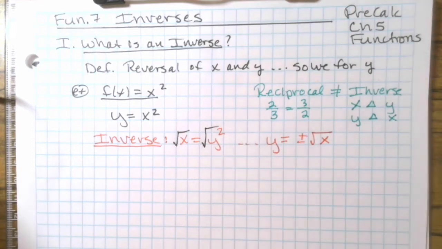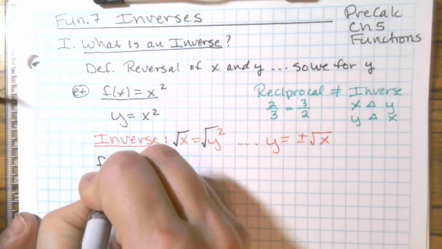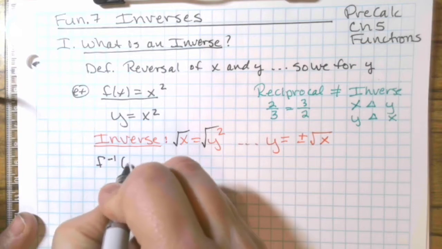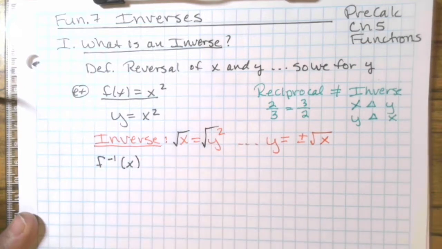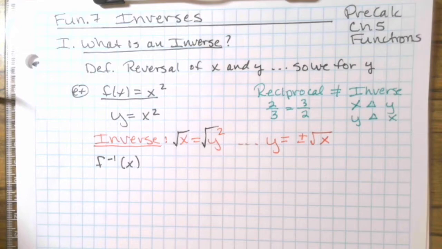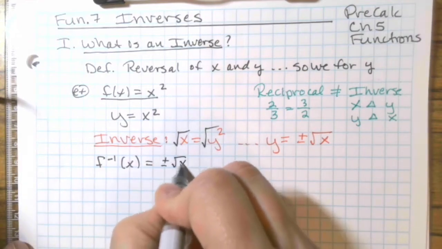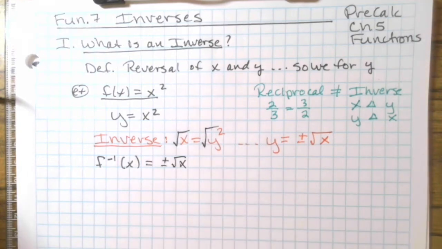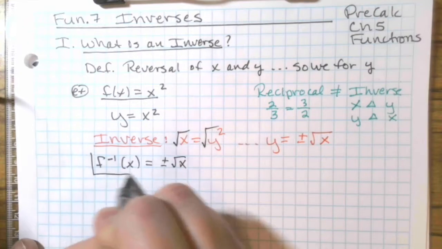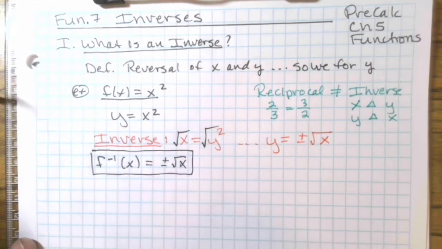So once you've done an inverse, the notation for inverse is a -1 in the exponent position. So f inverse of x is read the inverse of f of x. And the inverse of f of x is plus and minus radical x. Okay, so that's how to find the inverse. Switch them, solve for y.